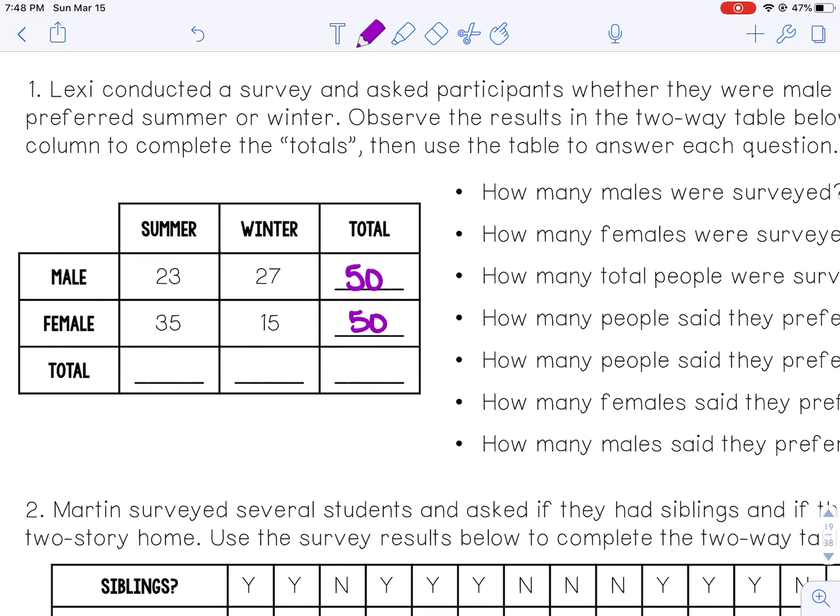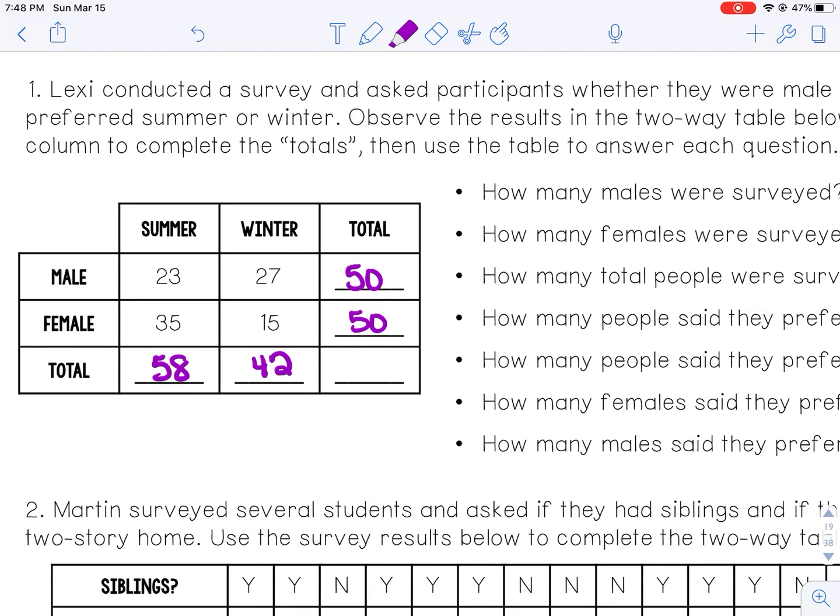If I look vertically at summer, how many out of all the people questioned like summer better? That was 58 of the total amount of people questioned. And the ones that liked winter, there were a total of 42.